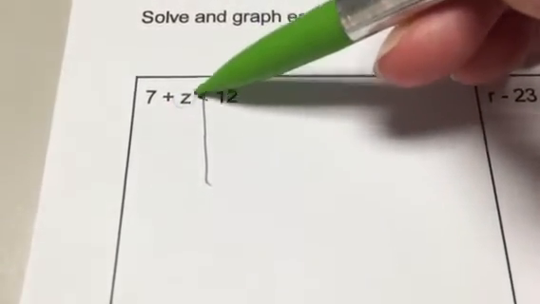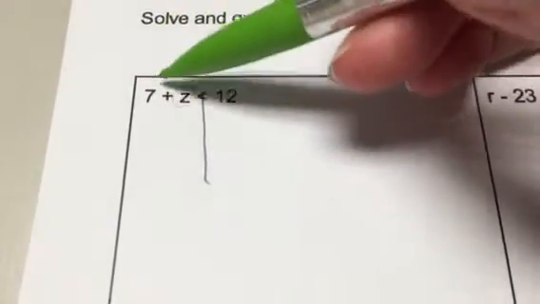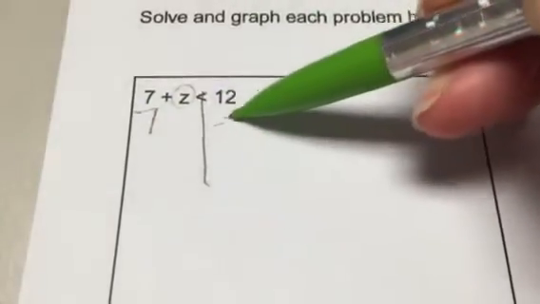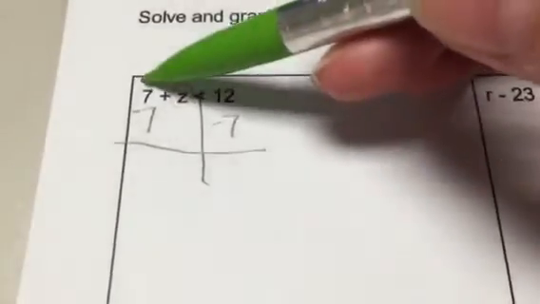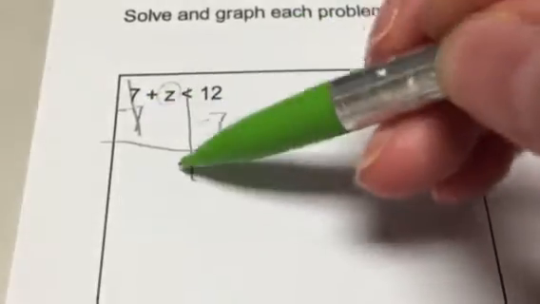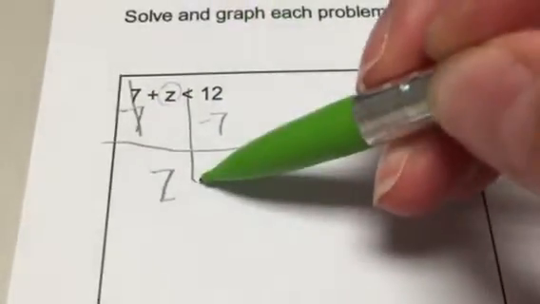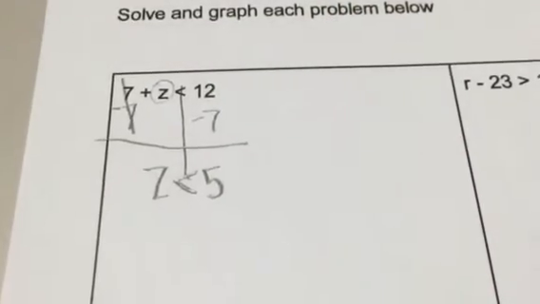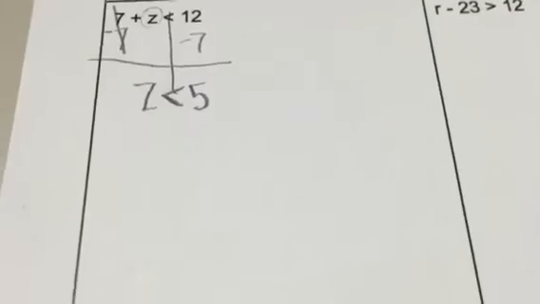So I'm trying to get the letter by itself, but there's a 7 over here. So to get rid of the 7, I'm going to subtract 7 from both sides. 7 minus 7 is 0, and I'm left with z. I bring the inequality sign down, and 12 minus 7 is 5. Then we need to graph this.